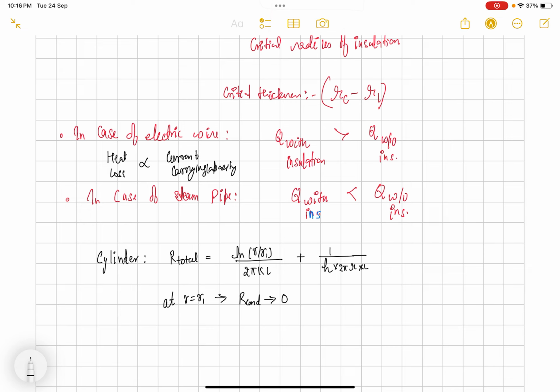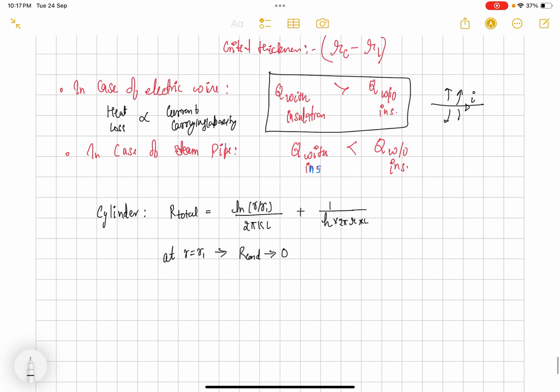So when we insulate the electric wire, our objective is that after insulation the heat loss must increase from the wire, and its current carrying capacity increases. I hope you understood it.